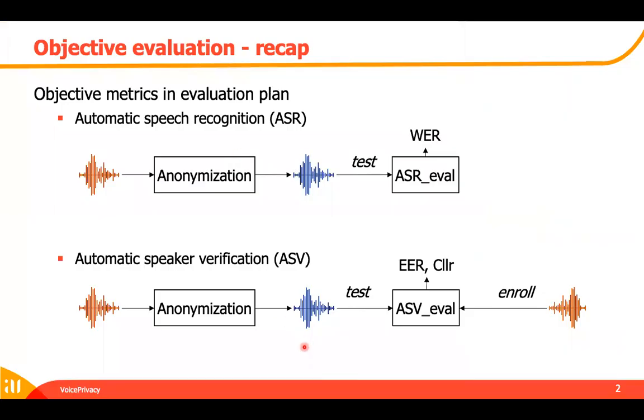In the evaluation plan, we first described objective evaluation metrics. One is the word error rate given by the speech recognition system. Another one is the equal error rate given by the speaker verification system. While the word error rate measures whether the anonymized speech is still intelligible or not, the ASV EER can tell us whether the anonymized speech carries the identity of the original speaker.